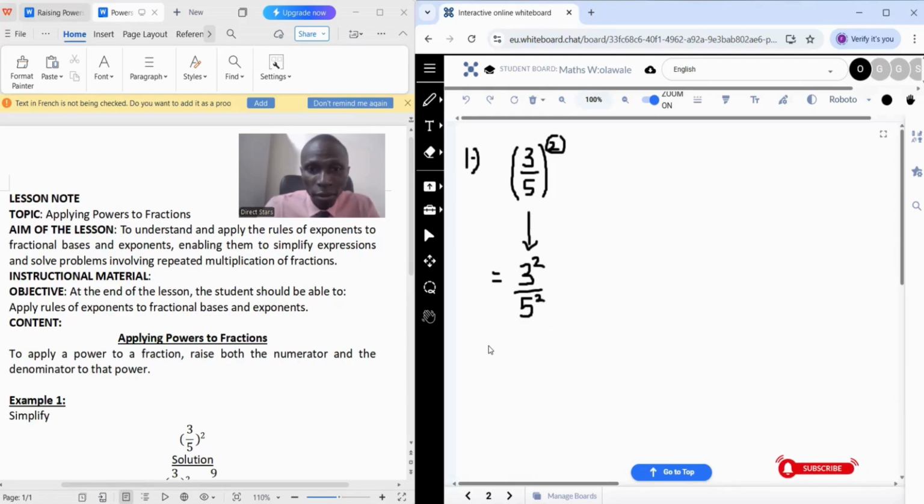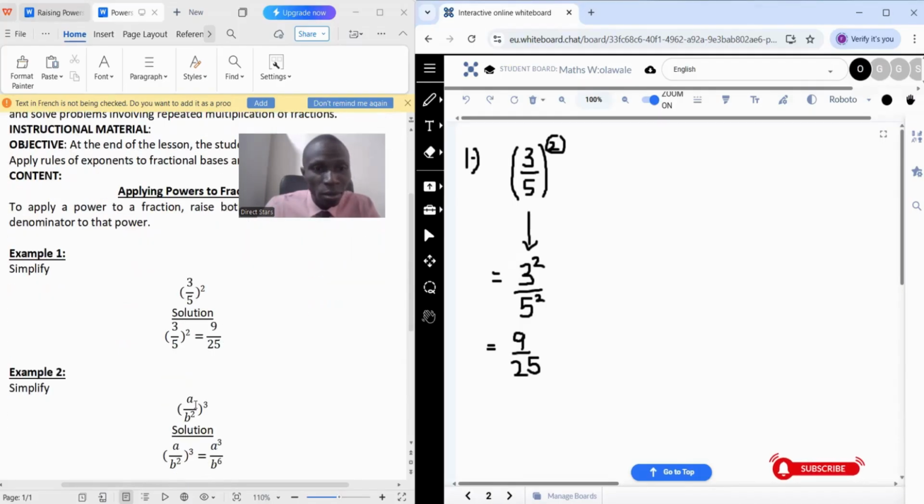I can simplify this further. 3 raised to the power 2 is to multiply 3 in 2 places. That's 3 times 3. We're going to have this to be 9. And 5 raised to the power 2, we're going to have this to be 5 times 5. So we're going to have this to be 25. So that's the first example.